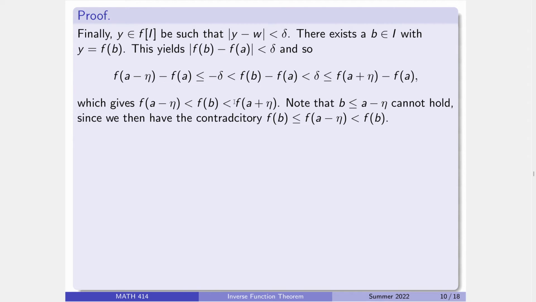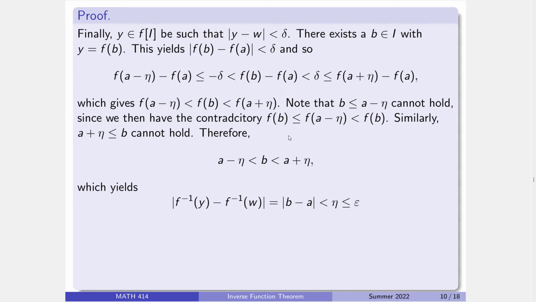Alright, so note, if b was less than or equal to a minus eta, by the fact that we're increasing, we would reverse the inequality I know to be true. So that cannot hold. And likewise, that can't hold either. So it's gotta be that a minus eta is strictly less than b, which is strictly less than a plus eta. Subtract a across the board. Now we have b minus a is strictly less than eta, and eta was chosen to be smaller than epsilon. Boom! f inverse is continuous.